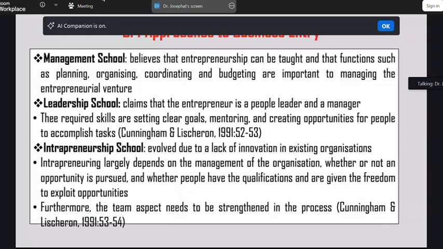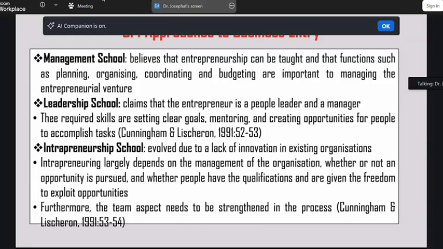So leadership schools claim that an entrepreneurial person is a leader and a manager. So the required skills are setting clear goals, mentoring, and creating opportunity for people to accomplish tasks. So pande leadership ambayo inaongelea kwamba mjasiriamali ni kiongozi. Mtu yeyote kiongozi anaweza kuwa mjasiriamali, anaweza kuwa manager na whatever. Na anakuwa na hizo leadership skills ambazo zinamsaidia kuweza kuset goals, kumentor wengine, create opportunity as to accomplish those goals.